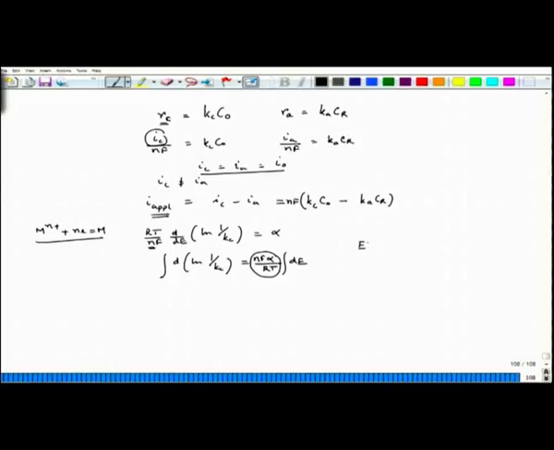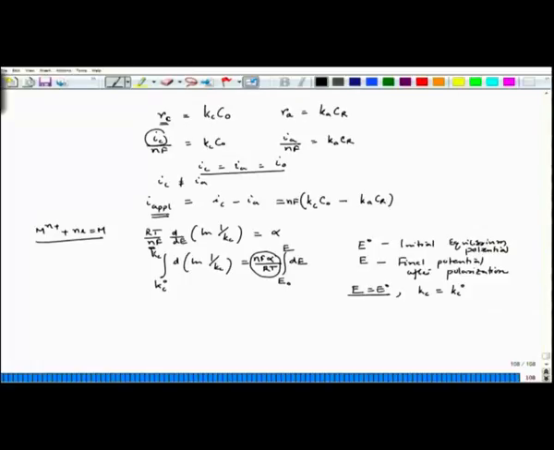So, now if E0 is basically my initial equilibrium potential and E is the final potential after polarization, then this should be E0 to E, and when E equals E0, my Kc should be equal to Kc0, and similarly I can put this is Kc0 and this is Kc. So, these are two limits.